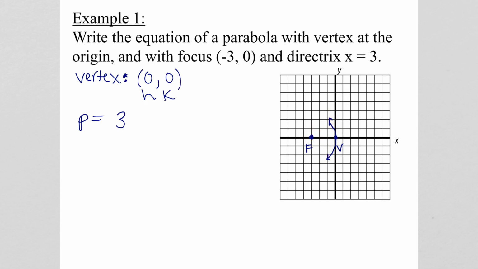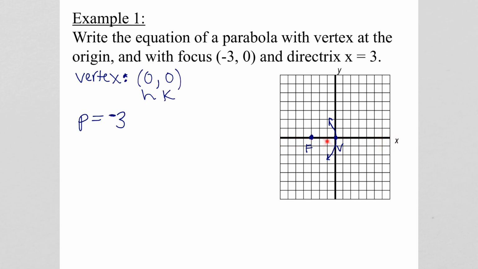So because it's opening to the left, hopefully you will agree that my p-value needs to be negative. And because it opens to the left, I want to decide what equation to use. If my parabola opens to the left, what that means is I have an axis of symmetry that is horizontal. I have a horizontal axis of symmetry.